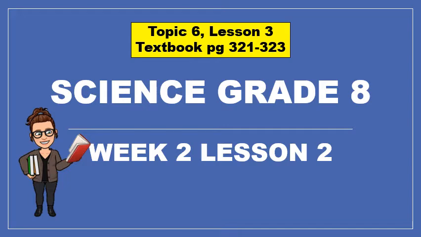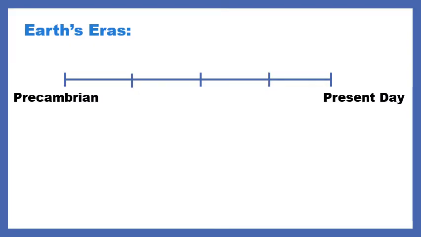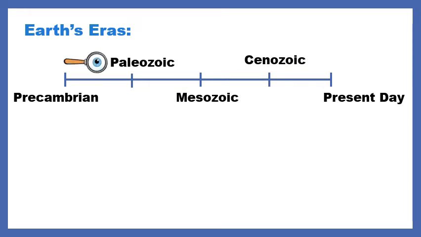Let's go. We spent last lesson learning about Earth's eras, and an era is how we divide time from the Precambrian time to present day. And we learned about 3 eras. We learned about the Paleozoic, the Mesozoic, and the Cenozoic. All right. Today we are going to focus on the Paleozoic.